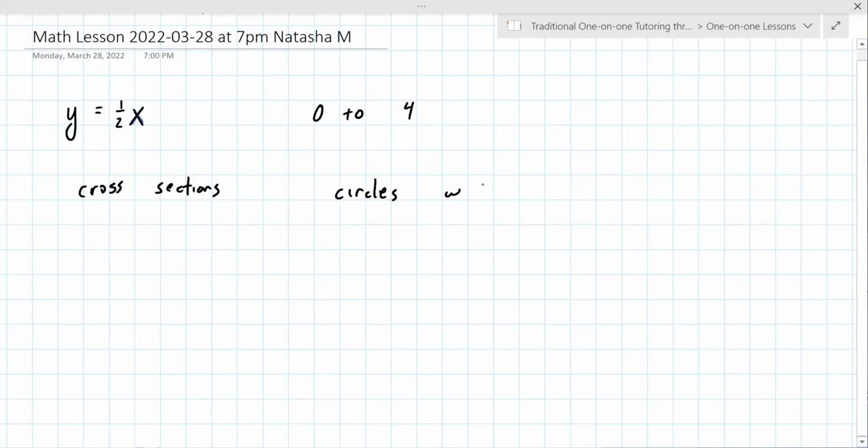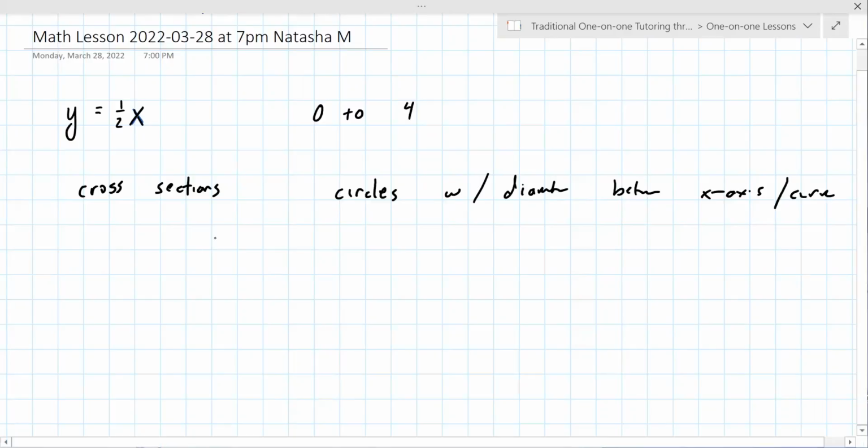with diameter between the x-axis and this curve. So you might start by graphing 1/2 X. You get something that looks like that. 0 to 4, kind of this triangular shape here.